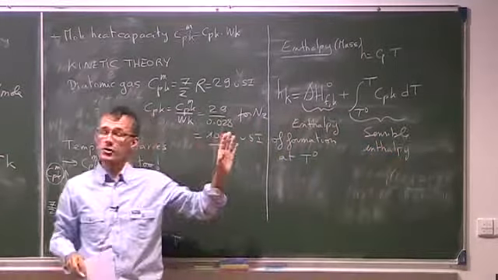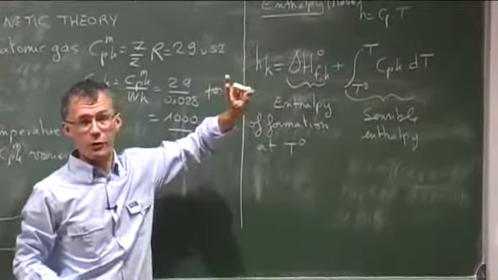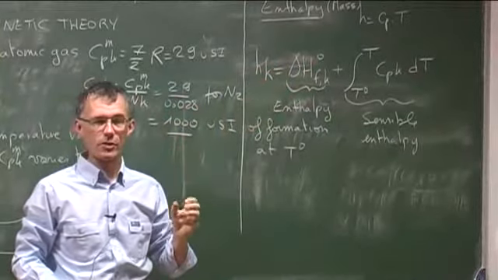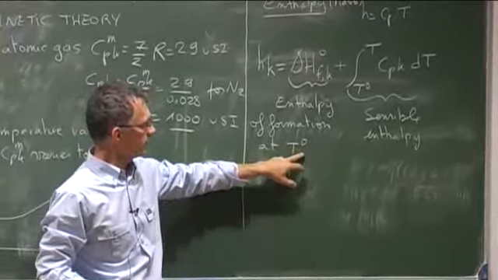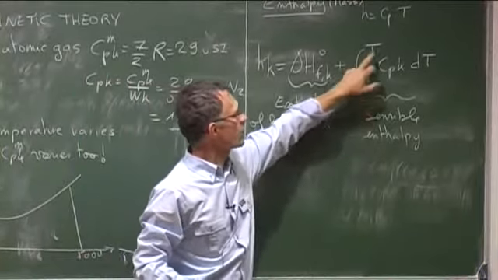So basically what this equation tells you is that the species enthalpy consists of two things. The enthalpy you need to create your species at temperature T naught, and then the enthalpy you need to get from temperature T naught to temperature T.